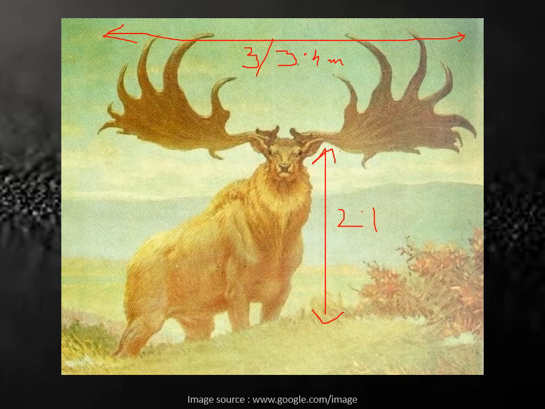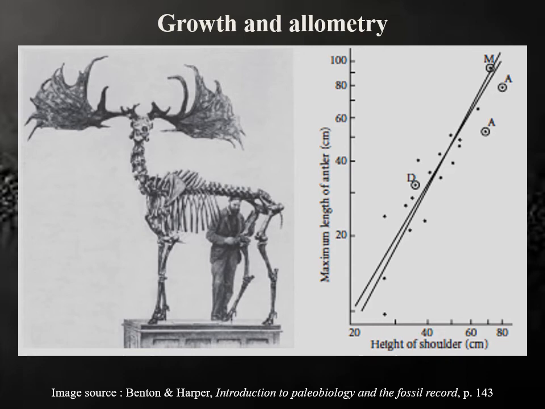Now you can visualize the weight of this horn. If you compare the Irish elk with the present day human body, look at the difference in size. The Irish elk is almost double in size compared to a normal human body, compared to a human of about 5 feet 10 or 6 feet. And with this double size, they have these large horns. These large horns have a huge weight, almost a ton or several tons. Now imagine an animal, or imagine yourself, with this huge amount of weight over your head.